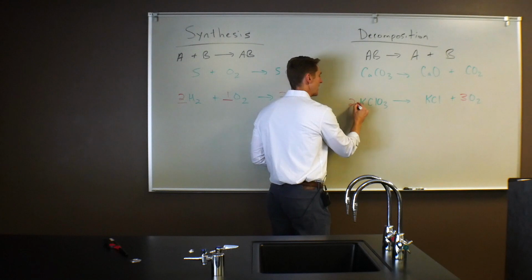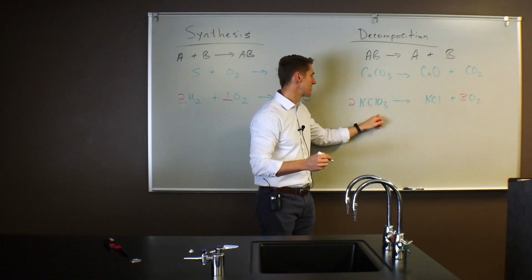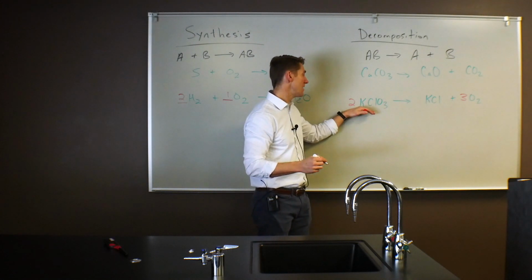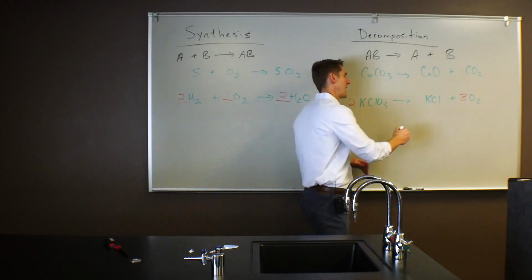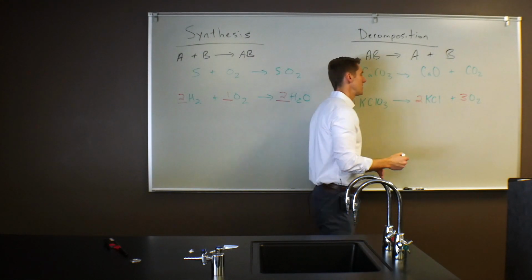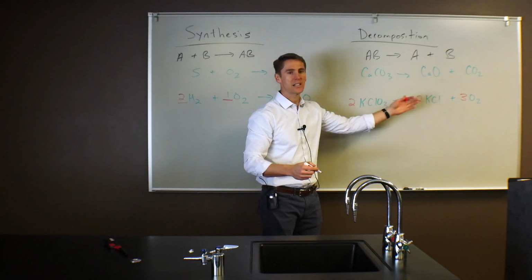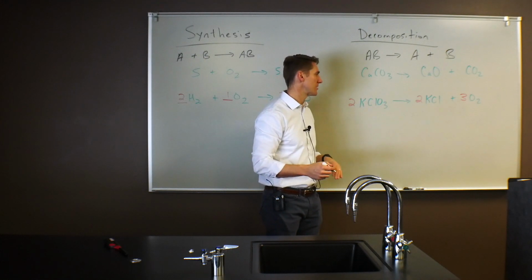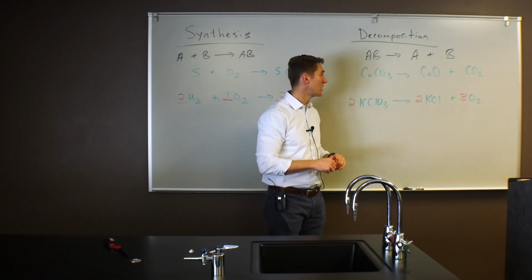I come back here and I add a coefficient of 2. That gives me 6 atoms of oxygen. But now I've just changed the KCl's. So I've got to add a coefficient over here to show that I ended up with everything that I started with in its simplest ratios. So those are the first 2 chemical reactions.